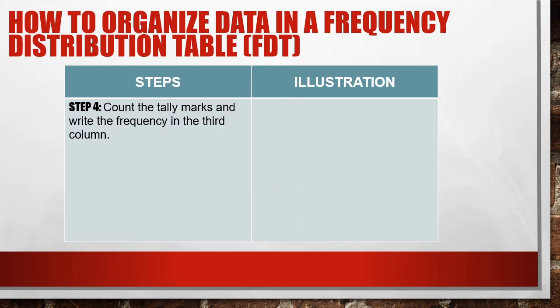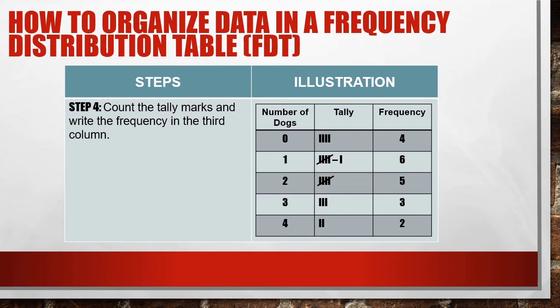Step number 4. Count the tally marks and write the frequency in the third column. For this step, just simply count the tally, and that is your frequency. For 0, since you have 4 lines, your frequency is 4. For 1, 6 lines, so your frequency is 6. For 2, you have 5 lines, so your frequency is 5. For 3, you have 3 lines, so your frequency is 3. And for 4, since you have 2 lines in your tally, your frequency is 2.